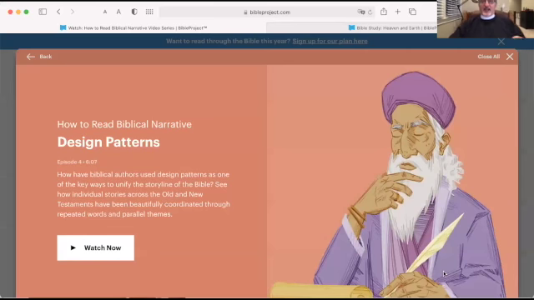So we are going to look tonight at a couple of different things before we get to moving heaven and earth. We are going to talk about how to read the Bible and go into that series. So let's go there. And we are going to look at design patterns in the Bible. So not the same thing as design patterns when we're talking about room designs, perhaps, but design patterns in the Bible. So let's give this a watch.